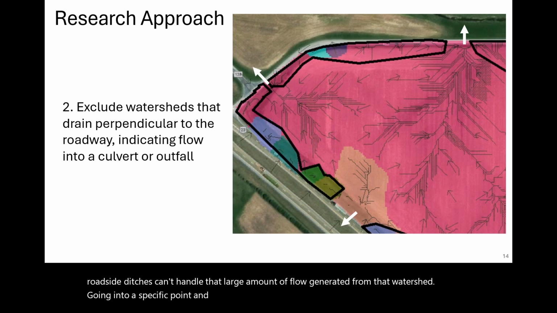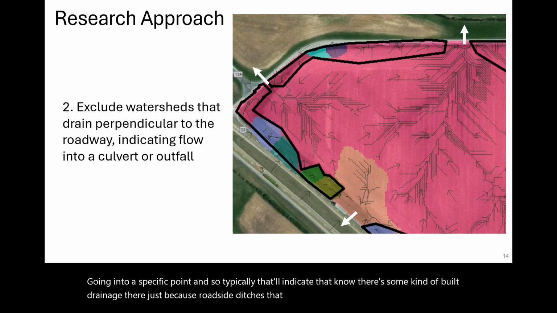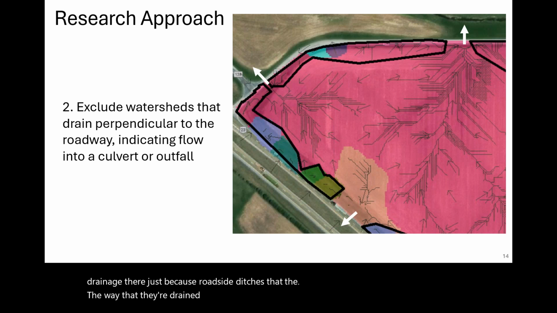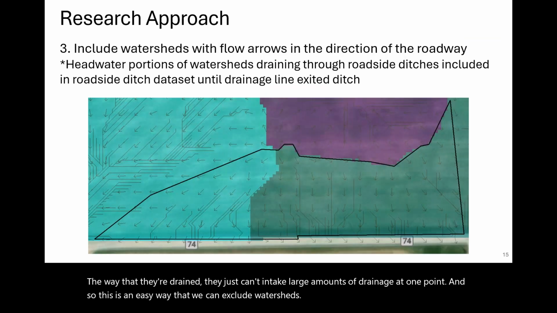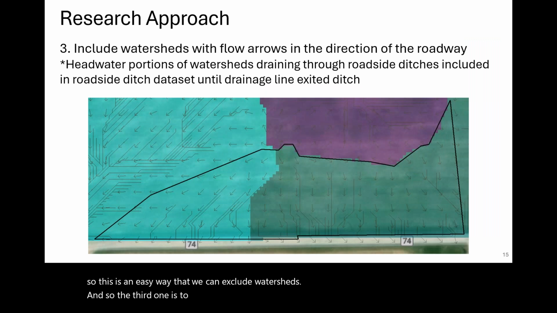And so typically that'll indicate that there's some kind of built drainage there, just because roadside ditches, the way that they're drained, they just can't intake large amounts of drainage at one point. And so that's an easy way that we can exclude watersheds. And so the third one is to include watersheds with flow arrows in the direction of the roadway.